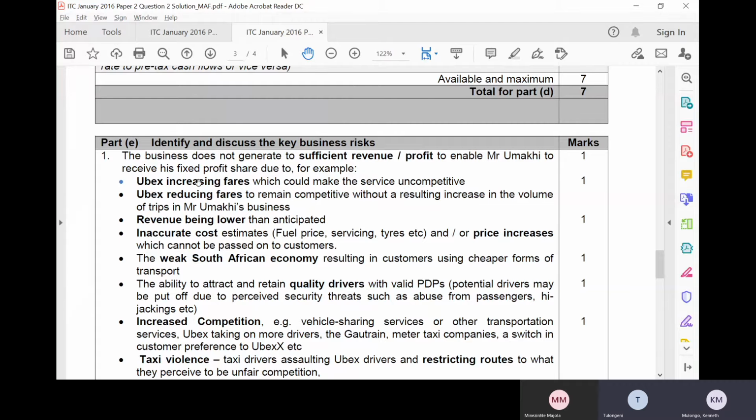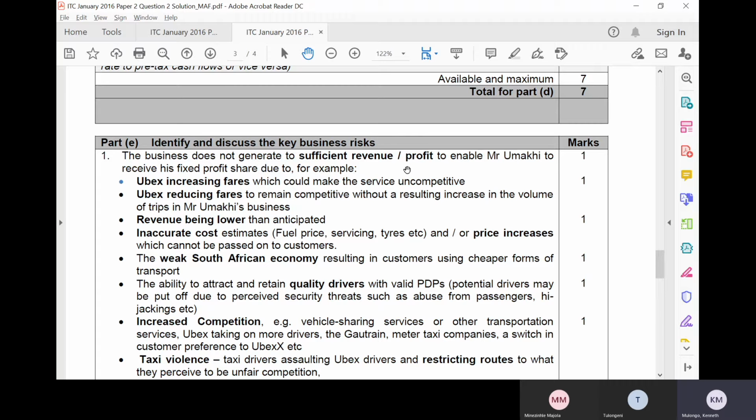Cool, that makes sense. Perfect. So if you start off with the first one, the key business risk: the business does not generate sufficient revenue or profit to enable Mr. Maki to receive his fixed profit share due to, for example, something. So we've said that the business does not generate sufficient profit.